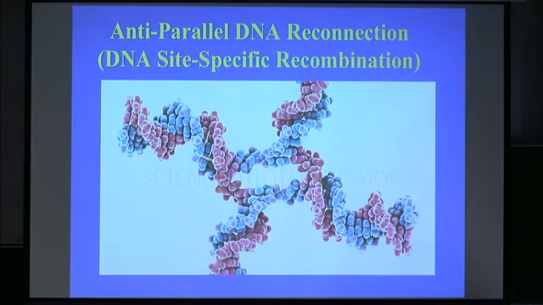Same thing happens in DNA. So this is duplex DNA. You can think of the red as Crick and the blue as Watson. And you have a reconnection event where the red reconnects with itself first, the first strand, and then the other strand reconnects. So we have this strand and this strand reconnecting to this one and that one.